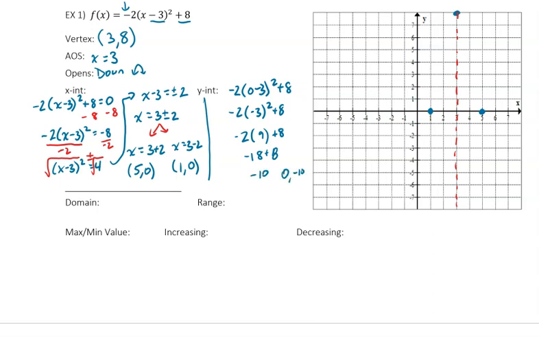So (0, negative 10). And our graph doesn't quite reach that far in this case, but we'll go ahead and say that that's 9 and 10, so somewhere right down there. All right, so before we do the domain and range and all that stuff, let's go ahead and just sketch this out because we have all of our points on there. So it should look something like this, and it's going to be going down very quickly.